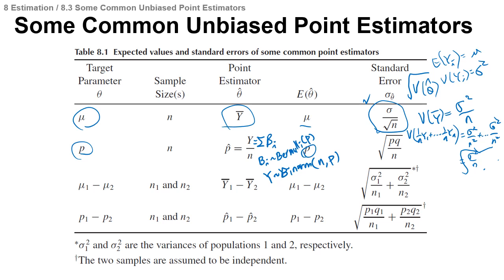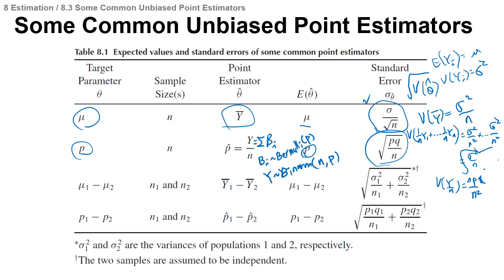And also the variance of y over n, this is n square. Variance of y is npq, npq divided by n square. So it's pq divided by n, and so if we take square root, we get this as our standard error.